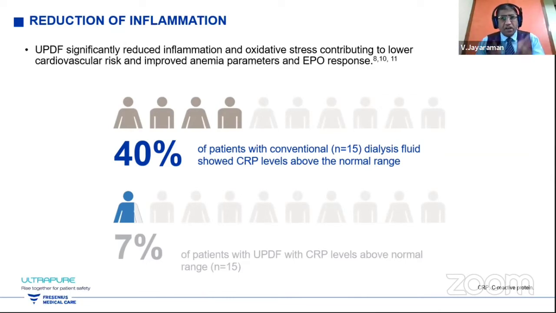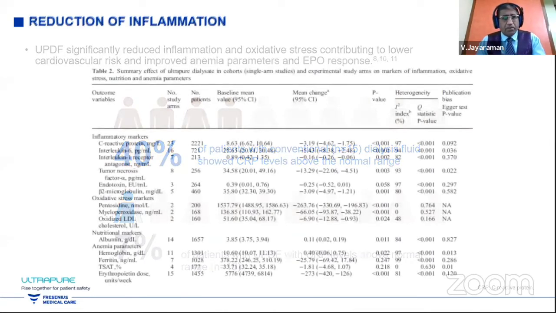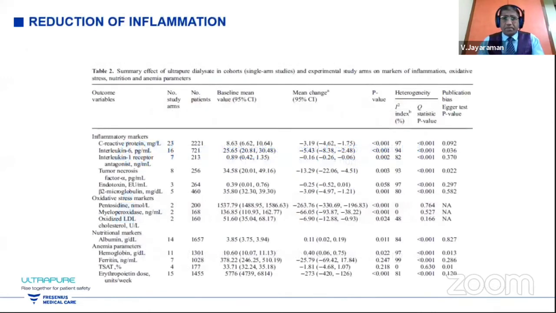40% of the patients with conventional dialysis fluid showed CRP levels above the normal range. If you see the reduction, this slide talks about table 2, where there are inflammatory markers if you are using the normal ones, but there is definitely a reduction of inflammation if you're using the UPDF, which is ultra-pure dialysate fluid.